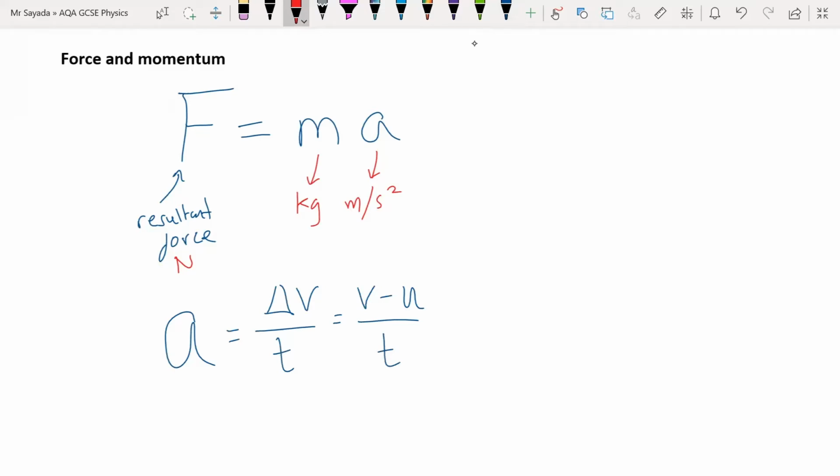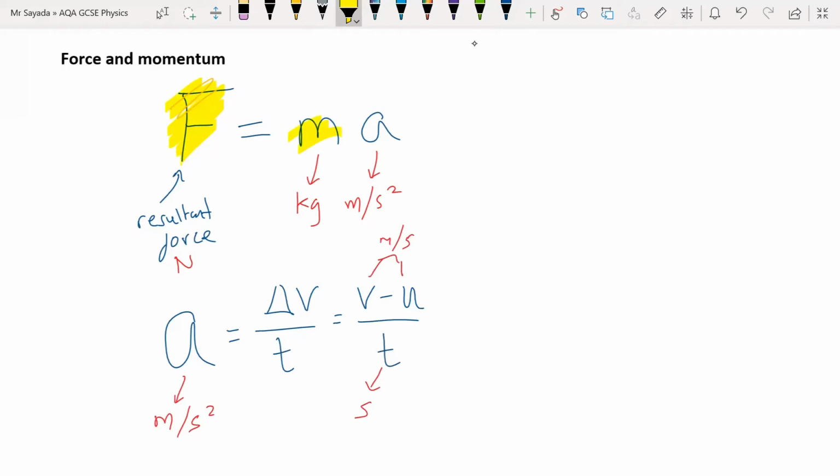Meters per second. So what we're going to do is combine those two equations together to make a new equation which links the resultant force to the change in momentum, which is going to be a combination of this mass and this change in velocity. So let's see how we do that.